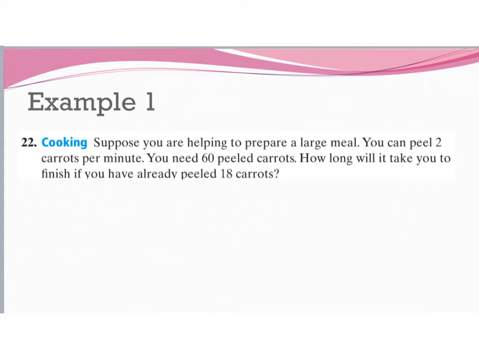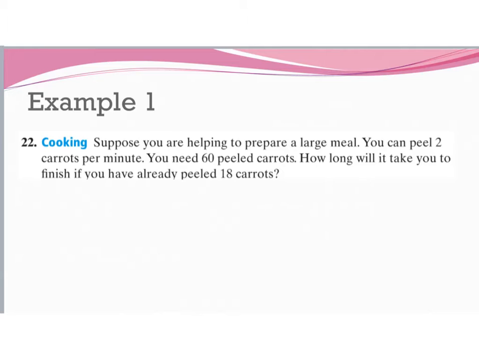Example 1 says, suppose you are helping to prepare a large meal. You can peel 2 carrots per minute. You need 60 peeled carrots. How long is it going to take you to finish if you have already peeled 18 carrots?